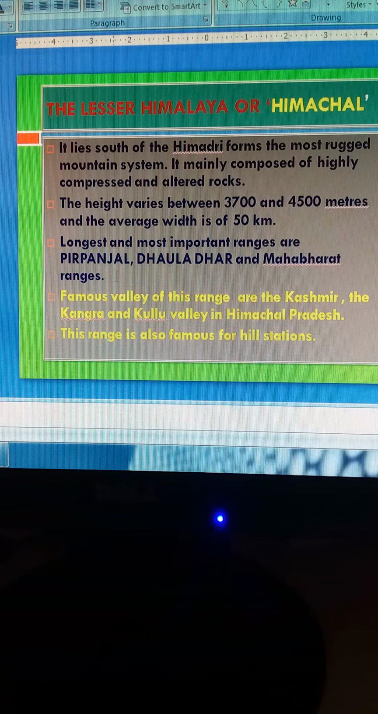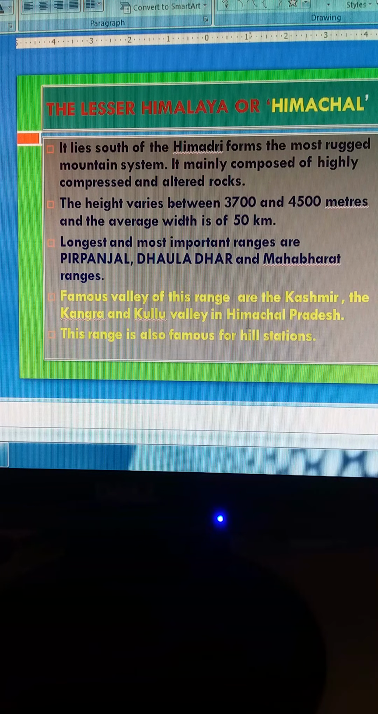It lies south of the Lesser Himalayas or the Himachal. Next, it lies south of Himadri and forms the most rugged mountain system. It is mainly composed of highly compressed and altered rocks. The height varies between 3700 and 4500 meters and the average width is 50 kilometers. The longest and most important ranges are Pir Panjal, Dhauladhar and Mahabharat ranges. Famous valleys of this range are Kashmir, Kangra and Kulu valley in Himachal Pradesh. This range is also famous for hill stations.